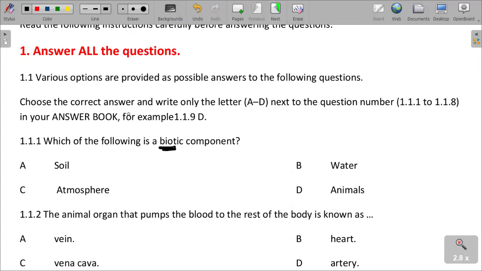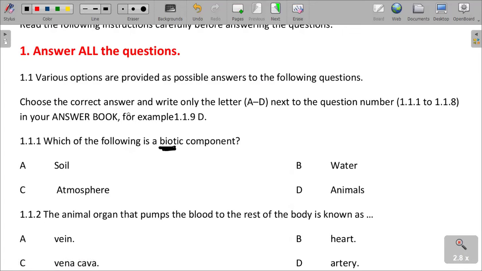The animal organ that pumps the blood to the rest of the body is known as the... Understand the question: the organ that pumps blood to the rest of the body. Blood is pumped by the heart. Of course, we can talk about blood veins and arteries, but they are basically there just to transport or circulate the blood. The pumping function is done by the heart. The heart pumps blood to the rest of the body.